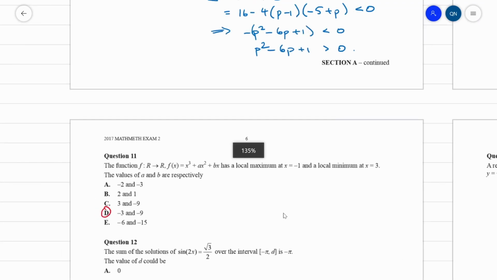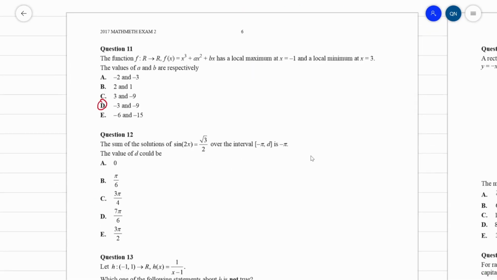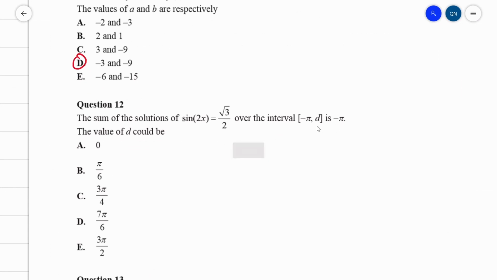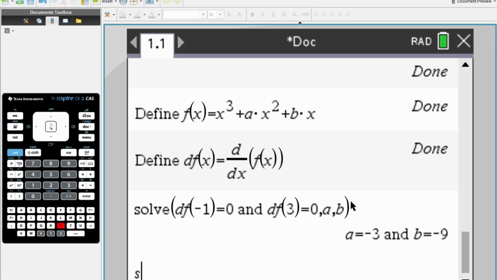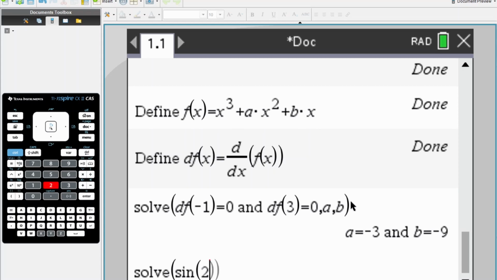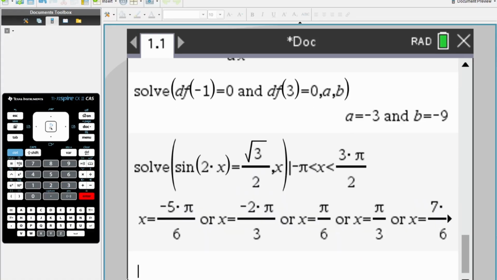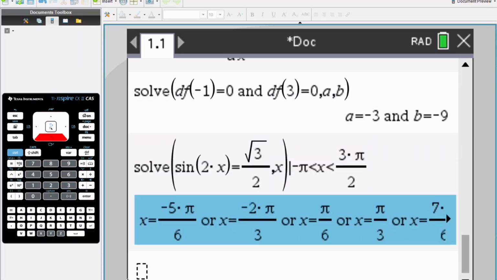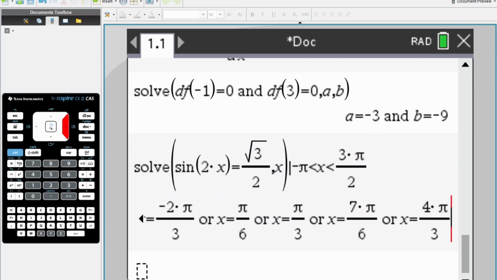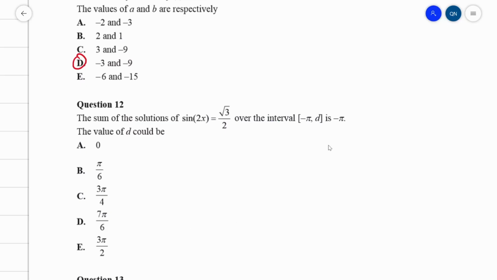Question 12. The sum of the solutions to sine 2x equals √3 on 2 over this interval is -pi. We want to find the value of D. Okay, so to do this one, what you could just try is solve, and then we have sine of 2x equals √3 on 2, and we solve for x, and we'll put the restriction, so that's minus pi, less than x, less than, we'll just take the biggest one of these values just so we can get all the possible solutions. And well, we have this over here, then you can just go through manually trial and error and try to sum them up, make it equal to -pi.